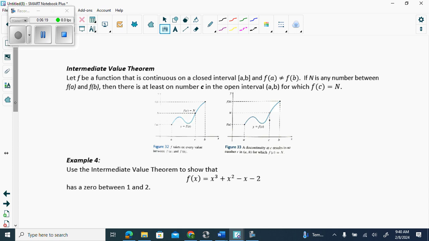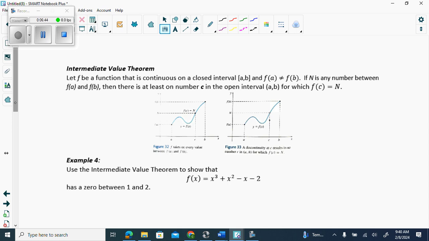Want to know layman's terms of this? If I plug in an f of a and I get a value, and I plug in an f of b and I get a value, there exists a value if the graph is continuous between those values. So for example, if f of a was 3 and f of b was 6, and the graph is continuous, there exists all the values of y between 3 and 6. That's all it's saying.